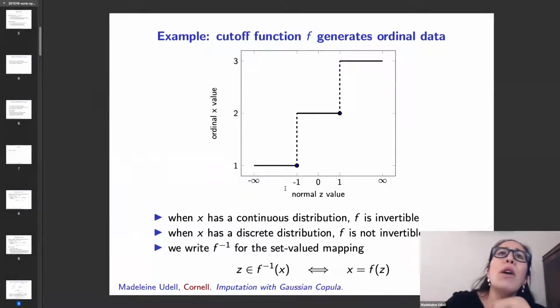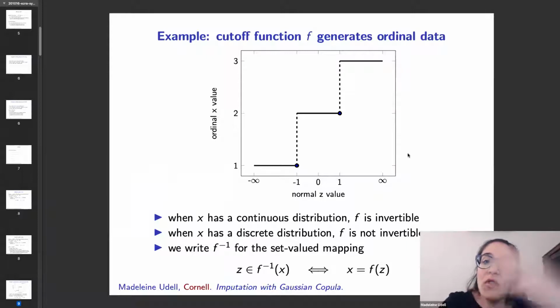Okay, but we've got this function f, and what that's doing is it's mapping the standard normal z value to a value of x that we might observe. So here, values between negative infinity and -1 are mapped to the value 1. Values between -1 and 1 are mapped to the value 2. And values 1 and higher are mapped to the value 3. Okay, so we've got some way of mapping between the Gaussian thing and an ordinal observation, an ordinal with 3 levels here. Okay, so worth remarking a couple of things.